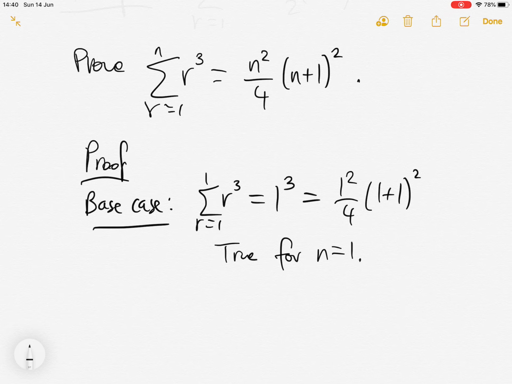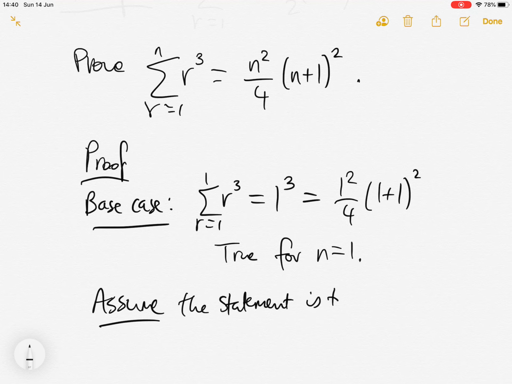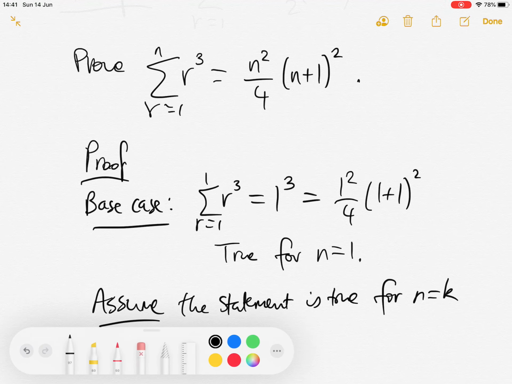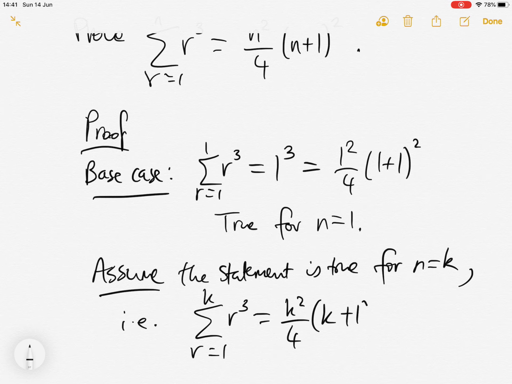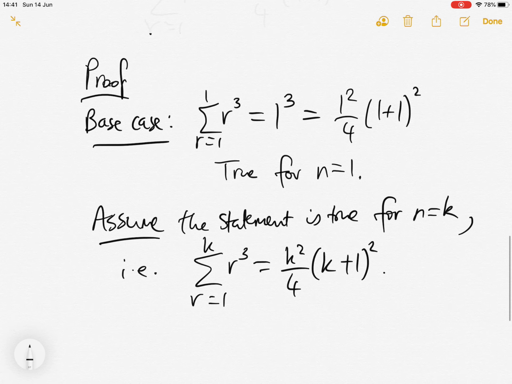Second step, assumption. Assume the statement is true for n equals k. And not only am I going to write that down, so it is important to write this down, I'm also going to say exactly what that means. That means that the sum from r equals 1 to k of r cubed, we're assuming to be equal to k squared over 4 times k plus 1 squared.